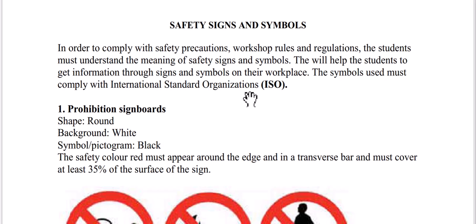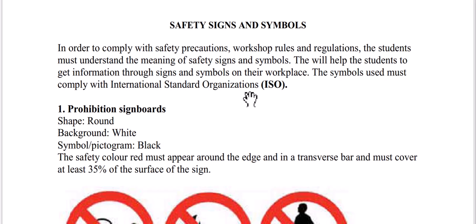To start with this lecture, in order to comply with safety precautions, workshop rules, and the regulations, the student must understand the meaning of safety signs and symbols, because these provide useful information that is very necessary for you to understand. This will help the student to get information through sign symbols in their workplace. The symbols used must comply with the International Standard Organization, ISO.